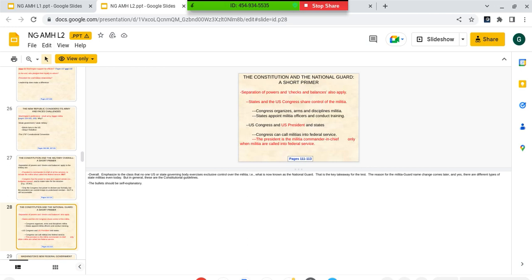Again, Congress organizes, arms, and disciplines the militia. The states appoint the officers in the militia, and they actually conduct the training. And then U.S. Congress has the ability to bring the militia into federal status for federal missions, at which point the president takes over as commander-in-chief. So everybody has limitations of power and control over the militia.